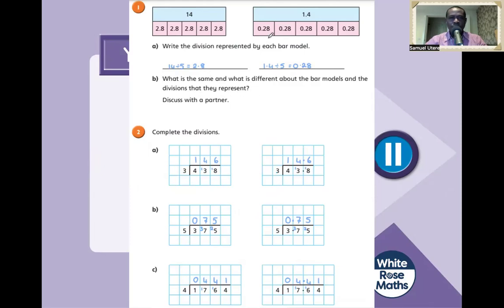Well, what is the same? You can see that the bars are 1, 2, 3, 4, 5. They have 5 divisions. We're dividing by 5. But you can see that the actual value of the bar, or the number we're dividing, is different. That is 10 times smaller. And what you should notice is we could use knowledge of things like this to answer questions like this. So for example, you know that 14 divided by 5 is 2.8. But here, you now have this number 10 times smaller. And notice how the answer is 10 times smaller.